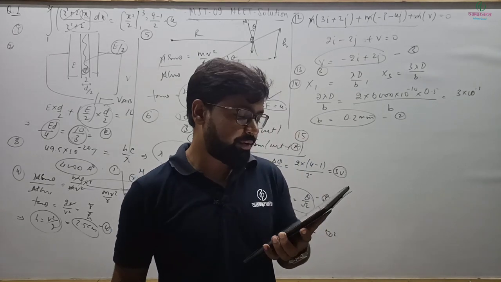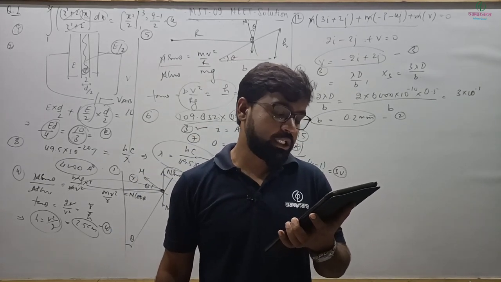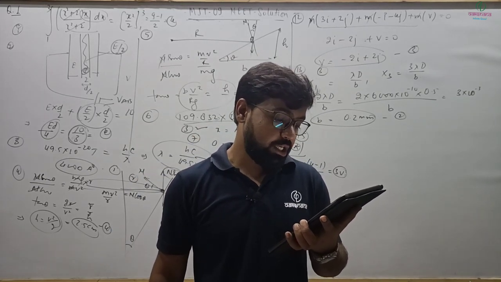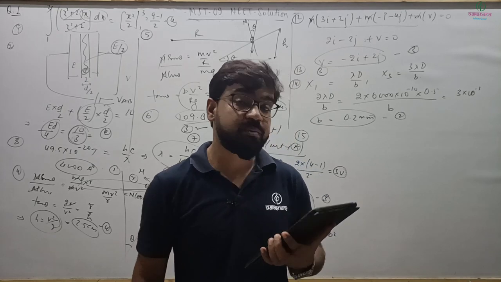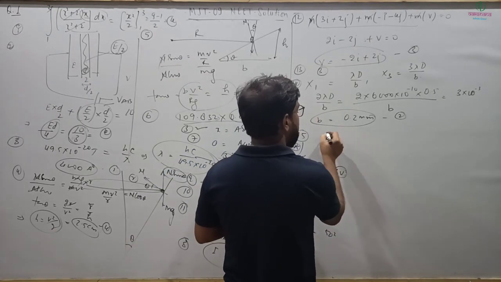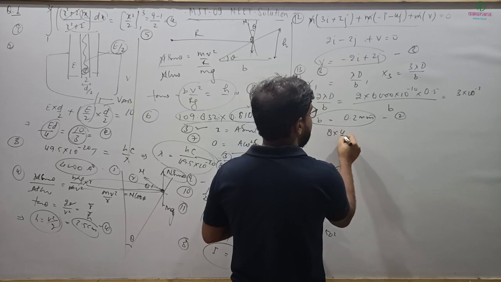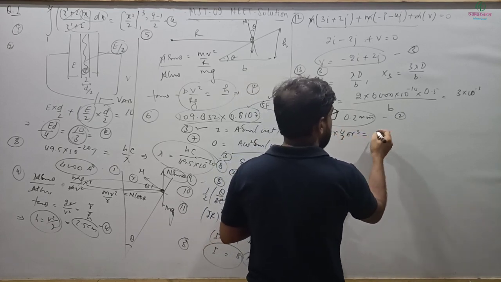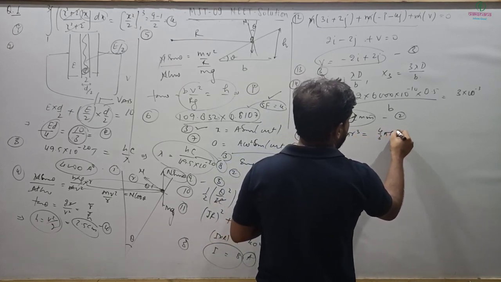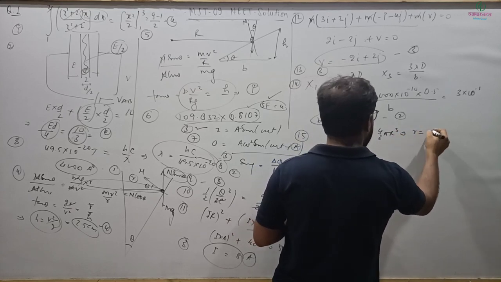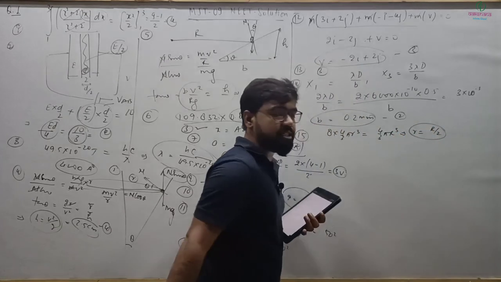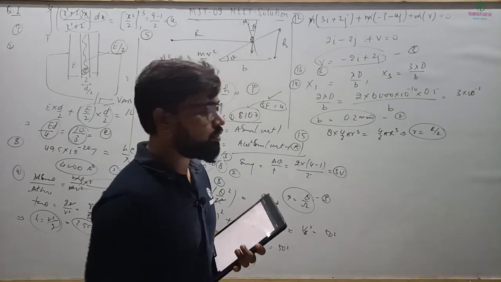A spherical liquid drop of radius R is divided into 8 equal drops. If the surface tension is T, then what is the work done in this process? By conserving volume, 8 into 4 by 3 pi small r cube is equal to 4 by 3 pi capital R cube. This implies small r is equal to capital R by 2. So the radius of the small drop will be R by 2.